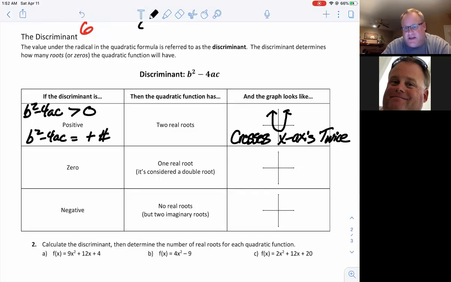It could be on the negative side of the x-axis. It's going to have two real roots. That's what I was trying to say instead of positive. Mind you, it's the notes for me as well, okay?